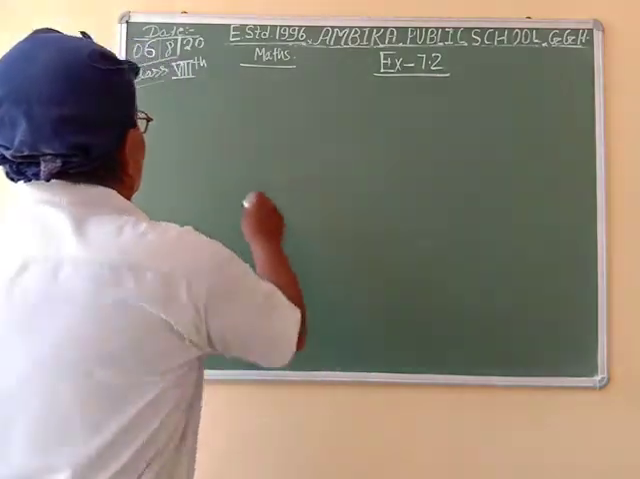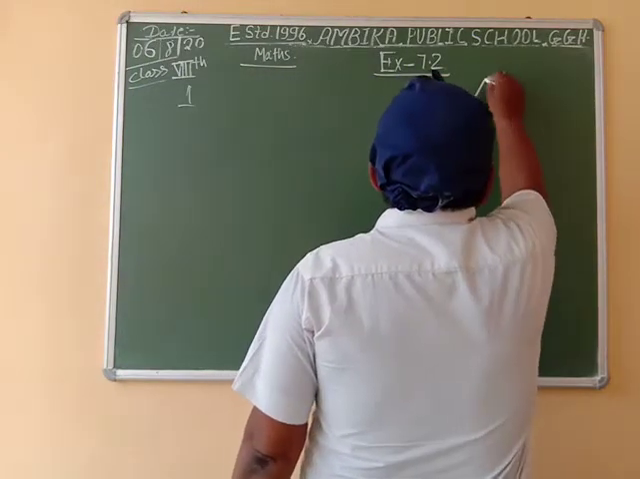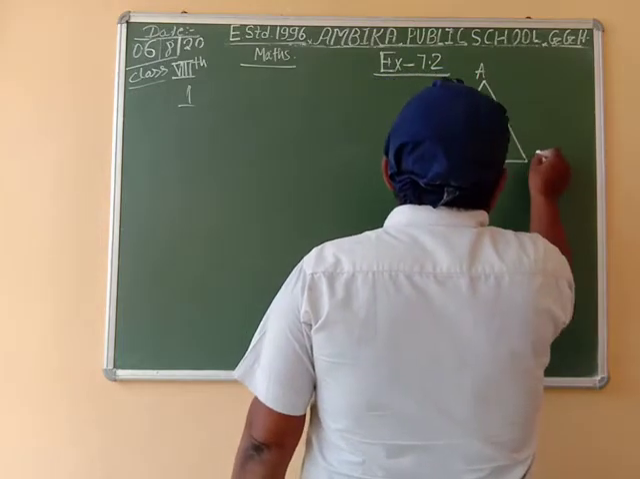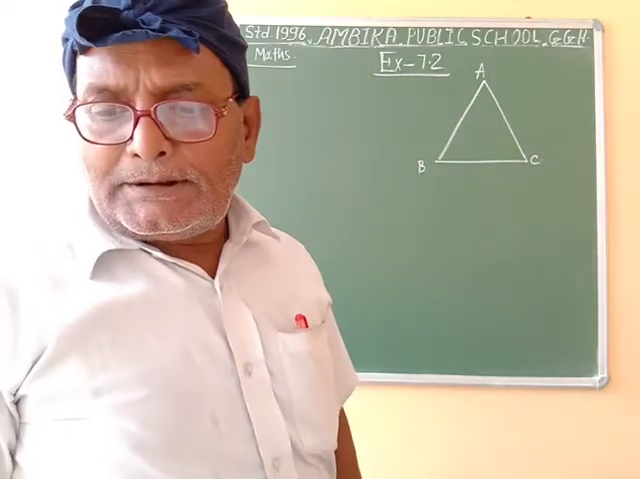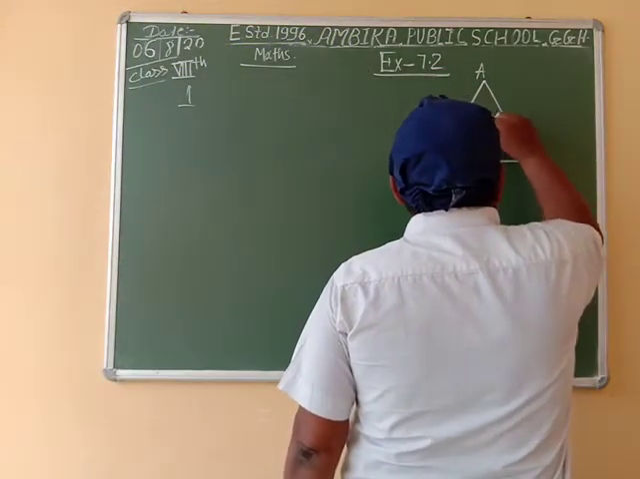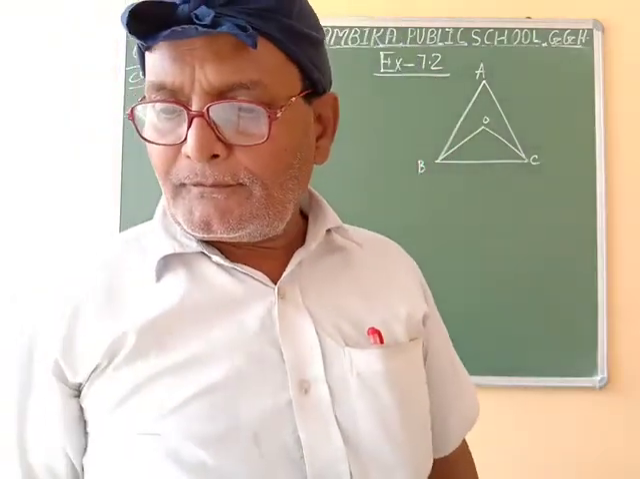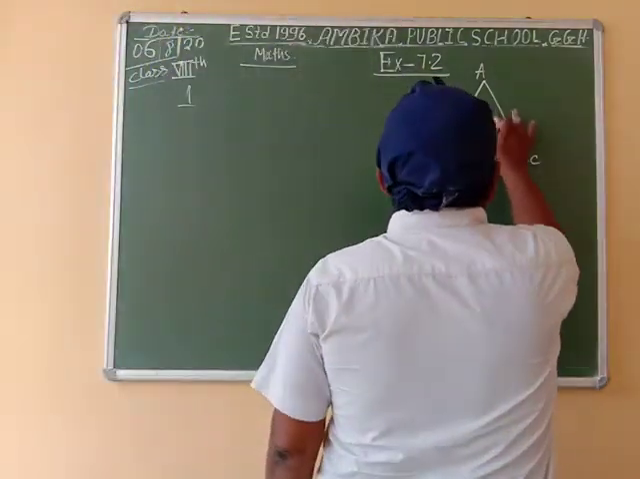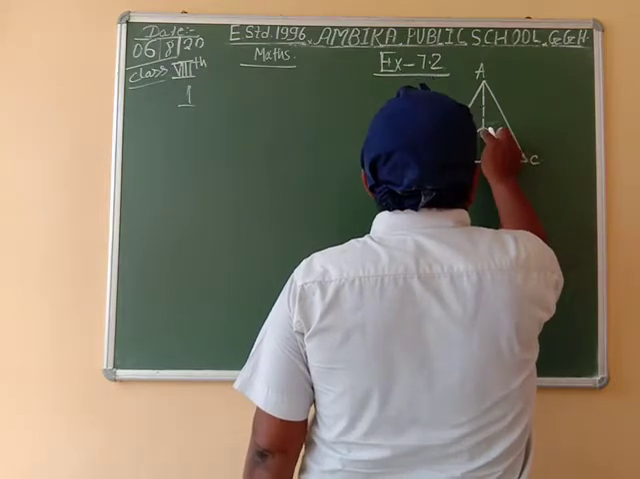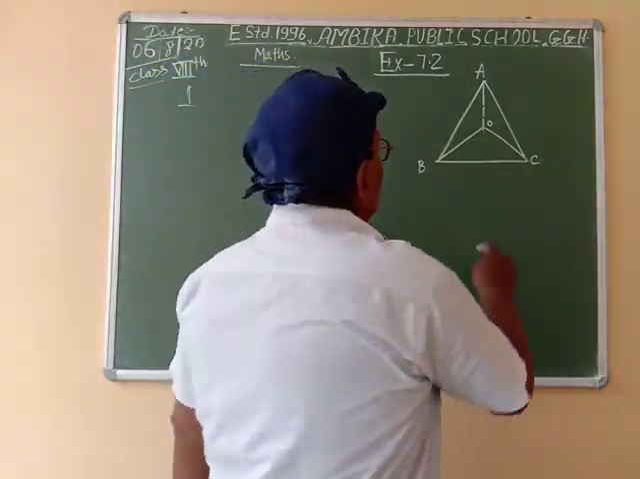First of all, we draw a triangle ABC, and the bisectors of angle B and C intersect each other at O. Join A to O so that OB is equal to OC.